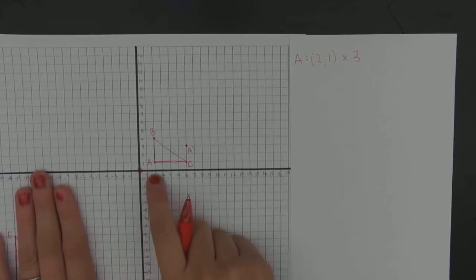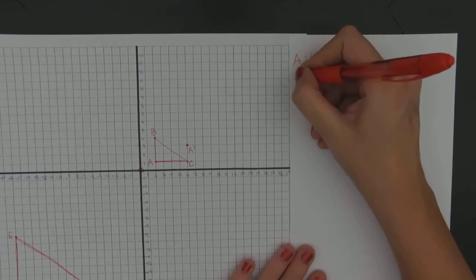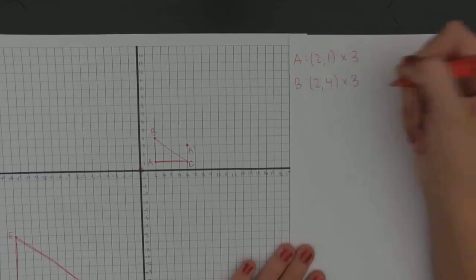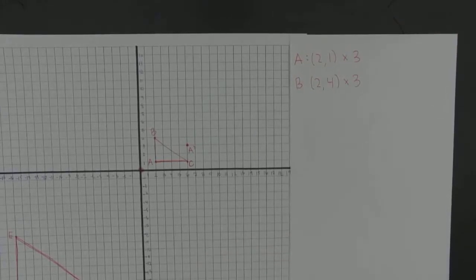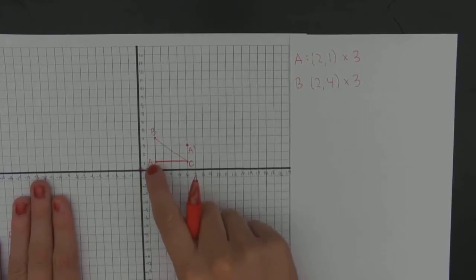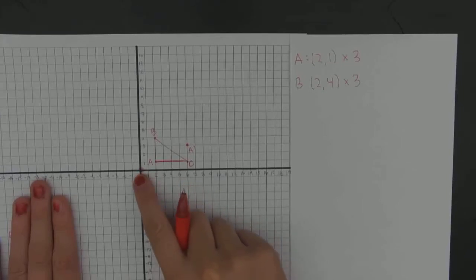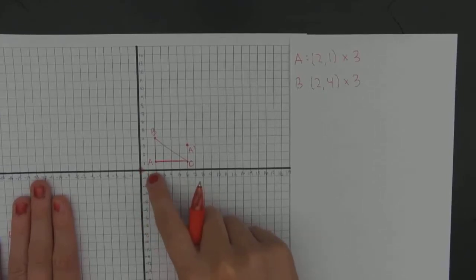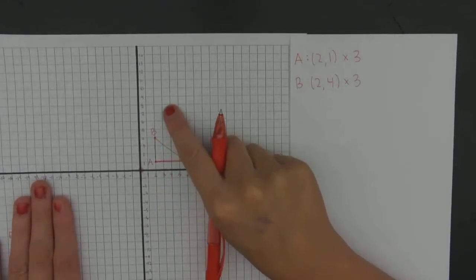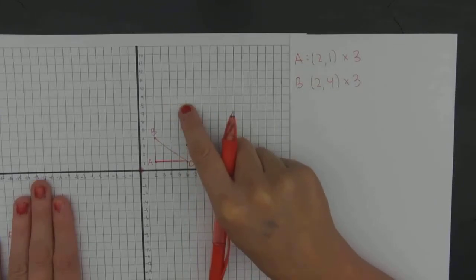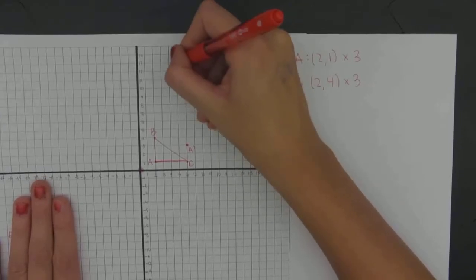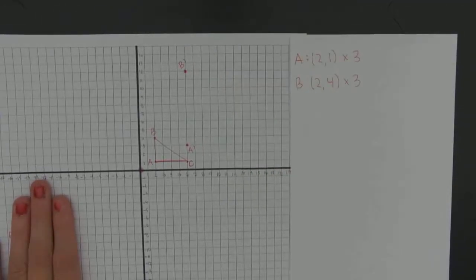To get to B, I went over 2, up 4. And again, I'm going to do that 3 different times because my scale factor is 3. From my center of dilation, which is my origin, you do not start at your point. You start at your center of dilation always. So to get to B, I go over 2, up 4, over 2, up 4, over 2, up 4. So it looks like B prime is going to be right there.